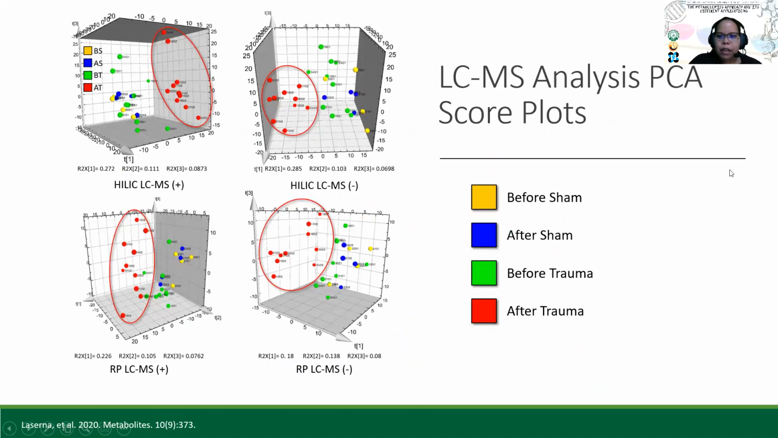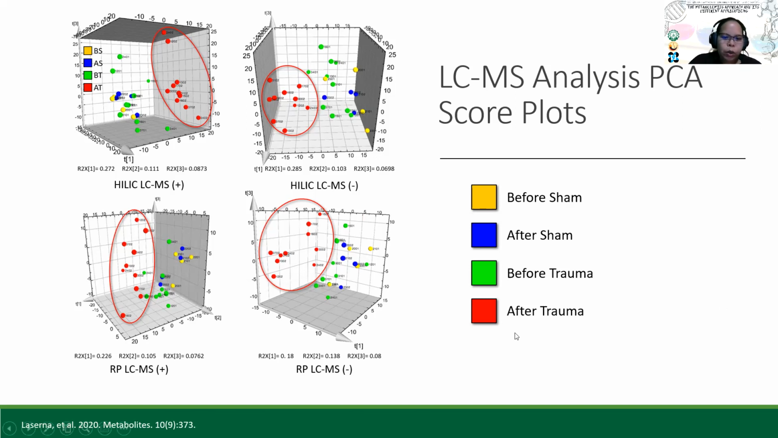So on the other hand, here is an example. Here is the PCA score plots for your LCMS analysis. So again, we made use of a multi-mode LCMS analysis. So we made use of hydrophilic interaction and reverse phase LCMS. Hydrophilic interaction to analyze the polar metabolites, reverse phase LCMS for the less polar metabolites. And we made use of both positive and negative ionization MS for the detection.